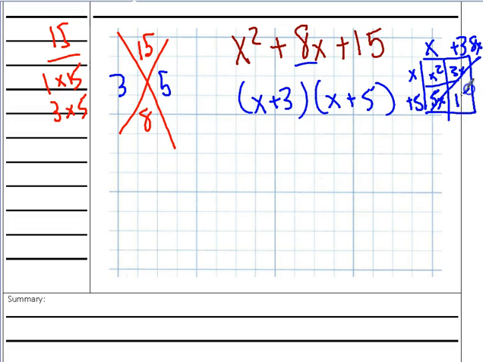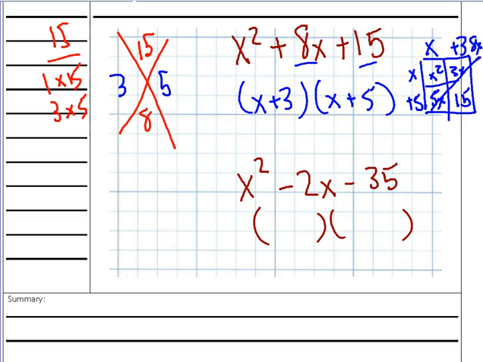That's the reason why you add to the middle. 3 times 5 is 15, and that's the reason why you multiply to the last term. All right, let's try one more. x squared, I'll use a negative this time, minus 2x minus 35. Let's set up our tic-tac here.